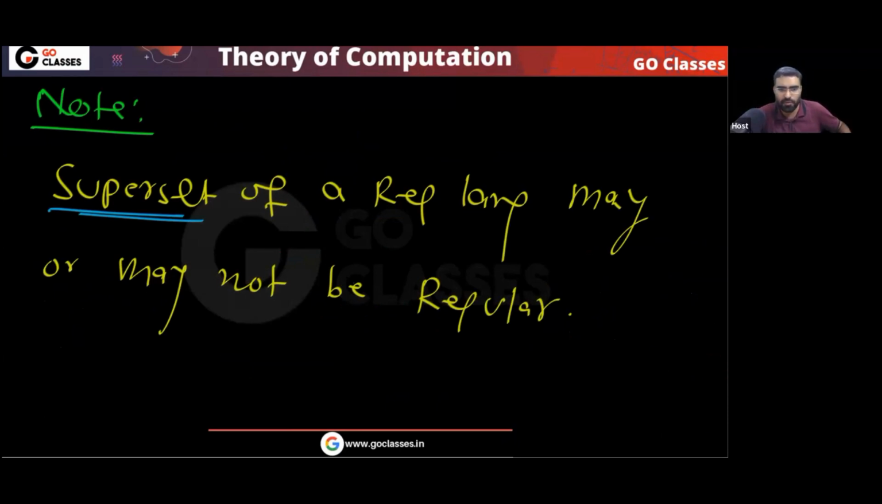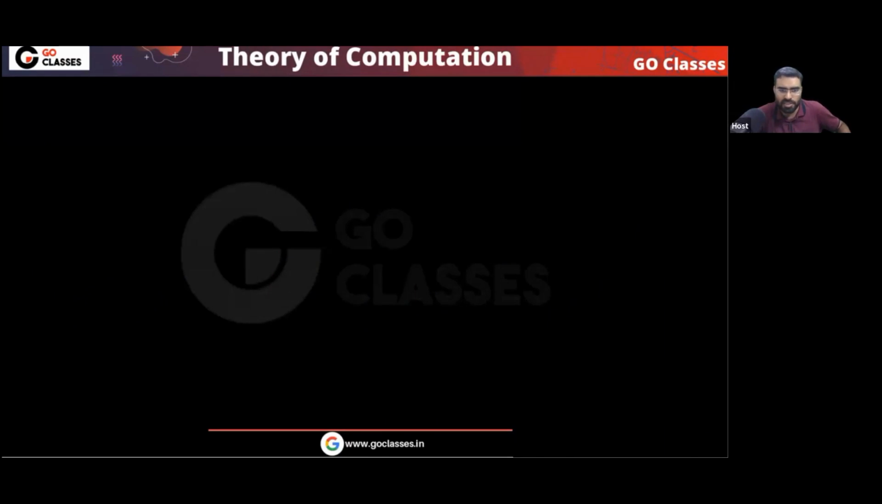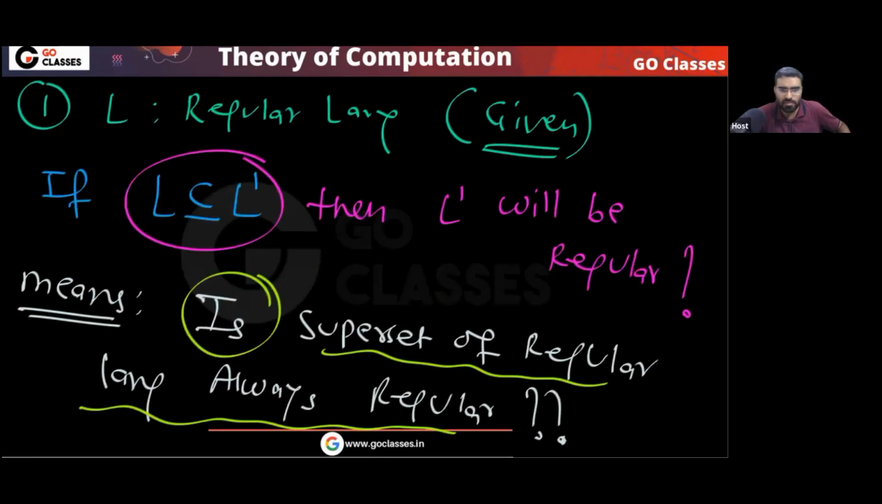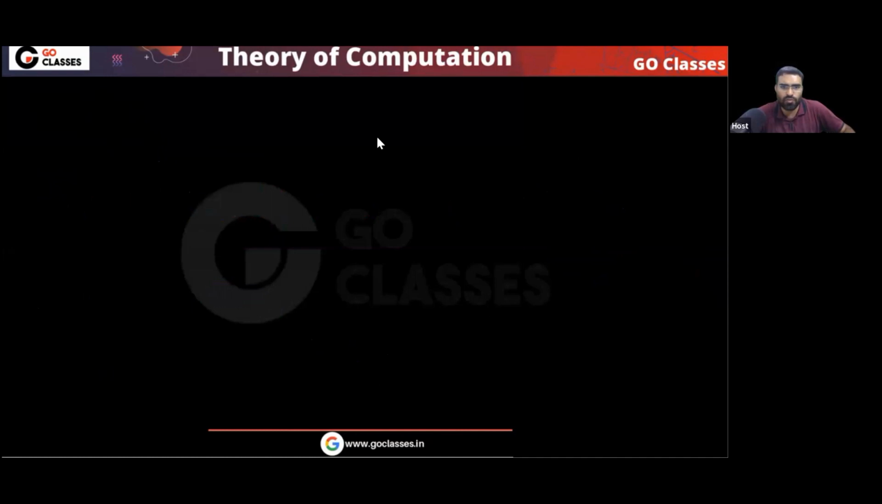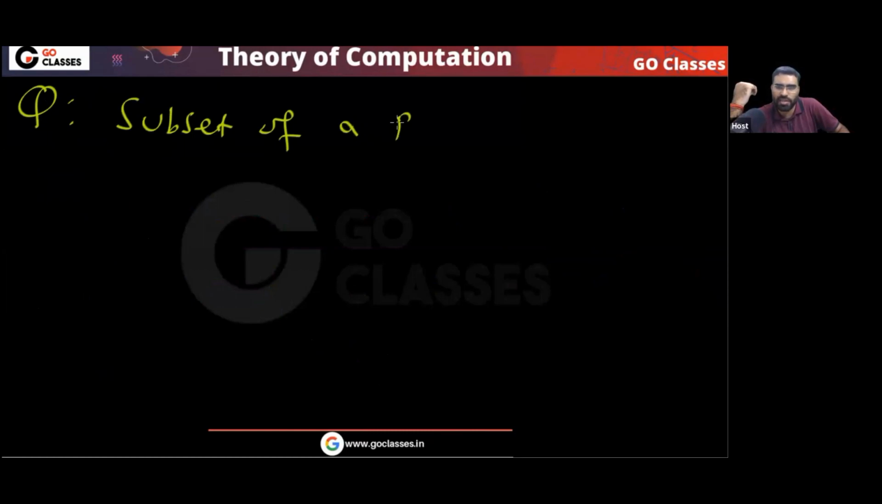This is the point. And what about subset? Notice the second question. L is regular. If L dash is a subset of L, can I say L dash will be regular? Can I say a subset of a regular language is always regular?